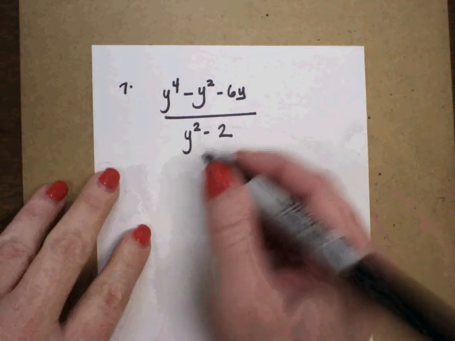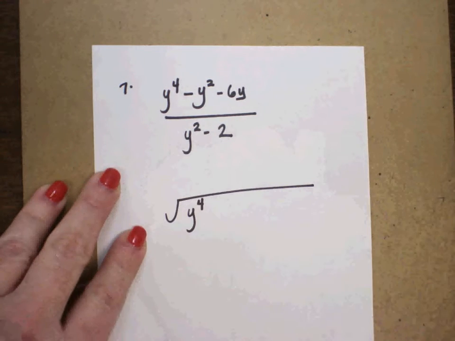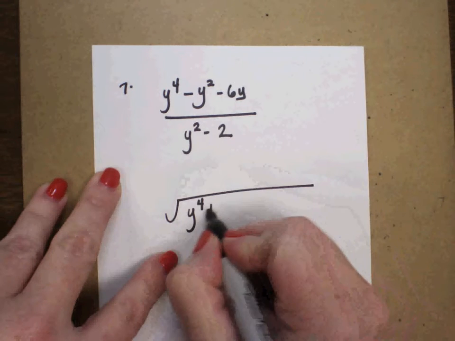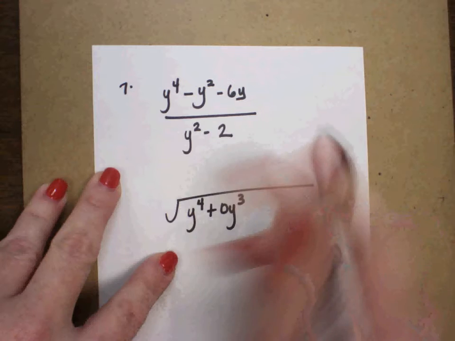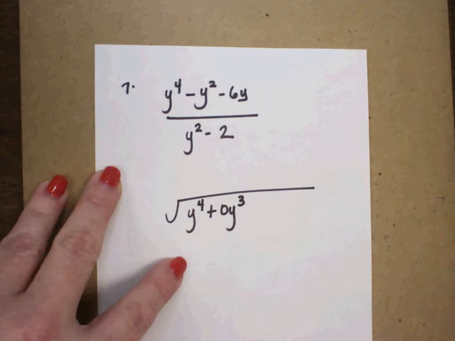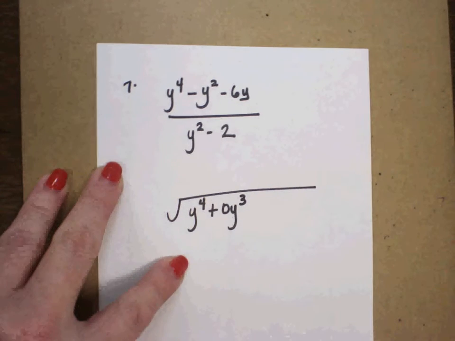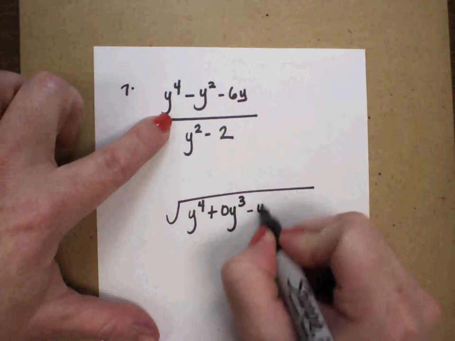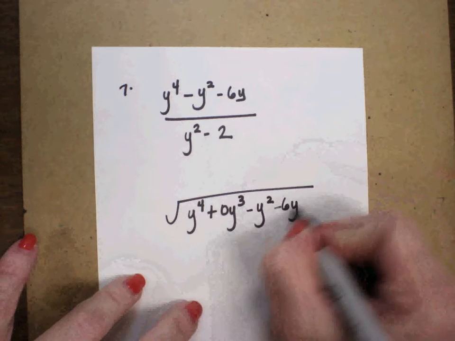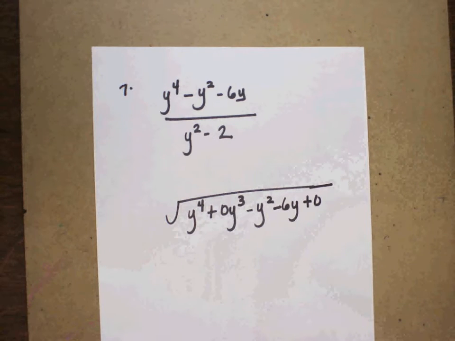we're going to say y to the fourth plus 0y to the third because we don't have any, correct? Does that make sense? We don't have any, but yet we're writing it so that it's easier for us to divide. Then minus y squared. Then minus 6y. And then plus 0 because it doesn't have a number. It needs to have a number as well. And we're going to divide this by y squared minus 2.